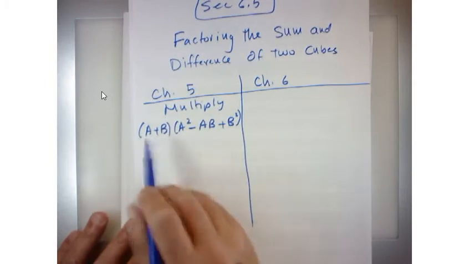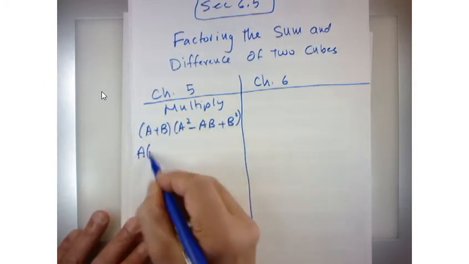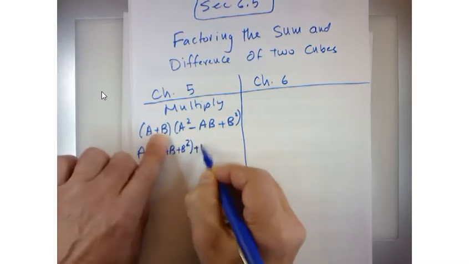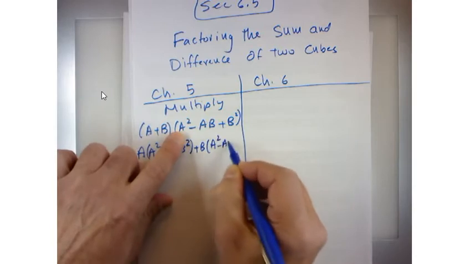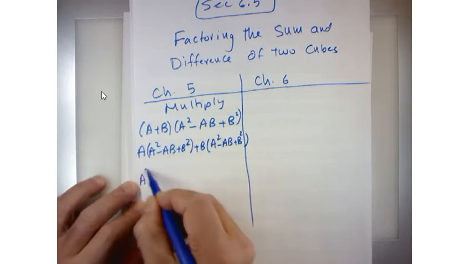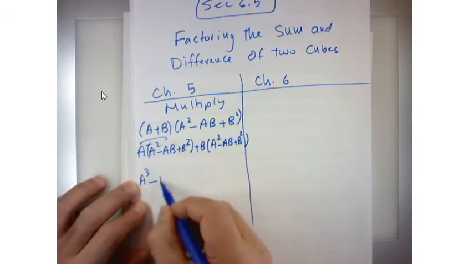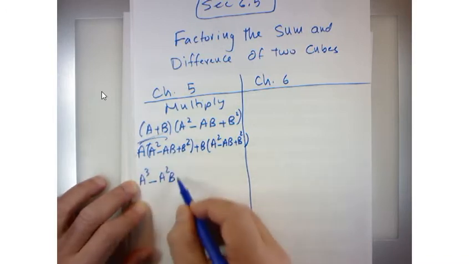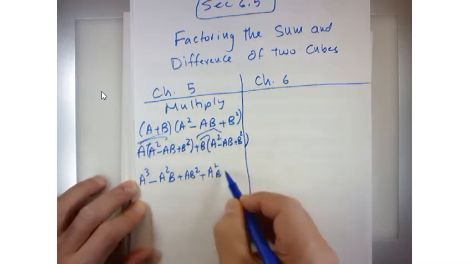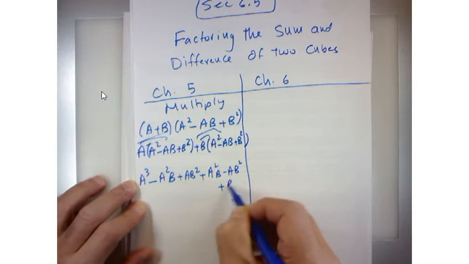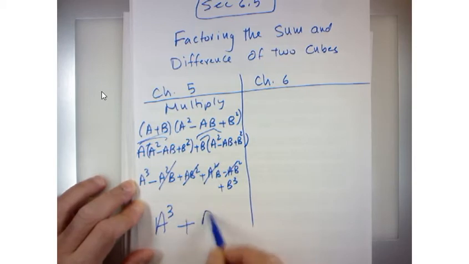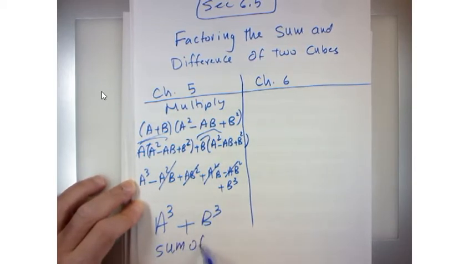Remember how we did this? We took the first term and times it by the entire trinomial, and then plus the second term, b, times the entire trinomial. And then distribute. So a times a squared is a cubed, minus a times ab is a squared b. A times b squared is ab squared, plus a squared b, minus ab squared, plus b cubed. You can see this cancels that, this cancels that, and you get what we call a cubed plus b cubed, which is the sum of two cubes.